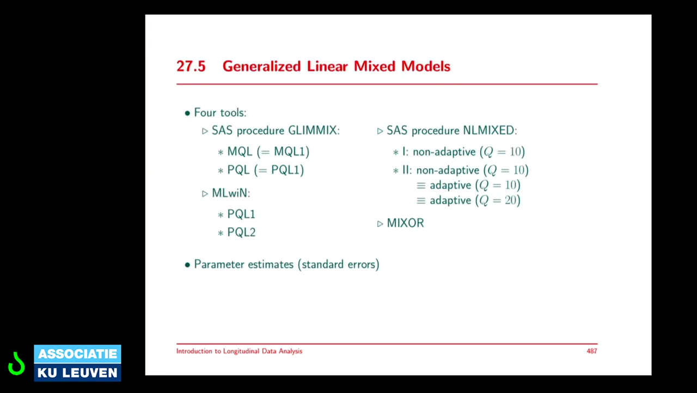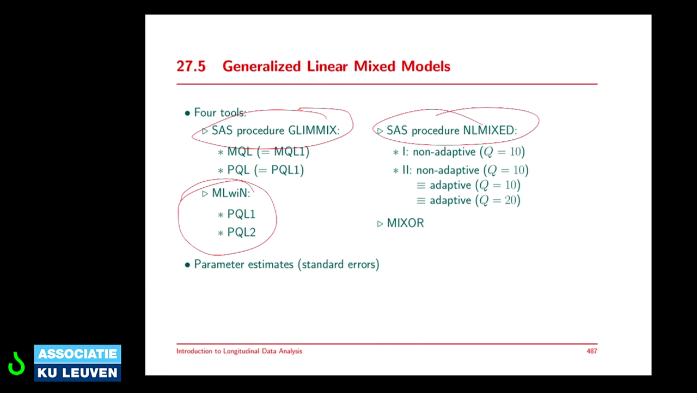Finally, the generalized linear mixed model. Well, we can use the SAS procedure GLIMMIX. You can use NLMIXED, of course, MQL, PQL. We can use NLMIXED with adaptive, non-adaptive, and also GLIMMIX if you wish, quadrature with different numbers of quadrature points. And here, just for the sake of comparison, I will also use MLwiN, a standalone software package, which does allow, except for PQL1, also PQL2 as the Taylor series approximation method.